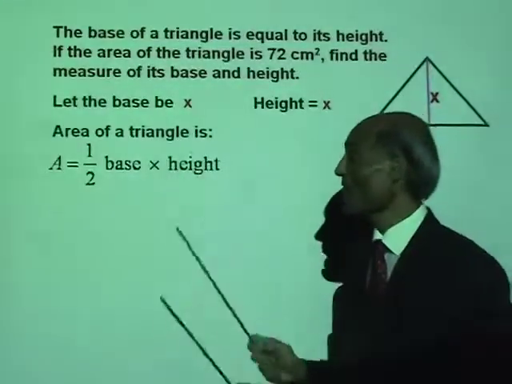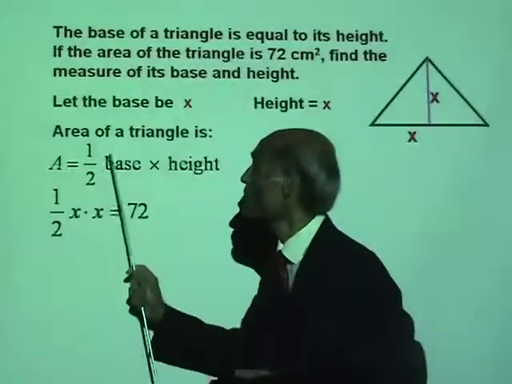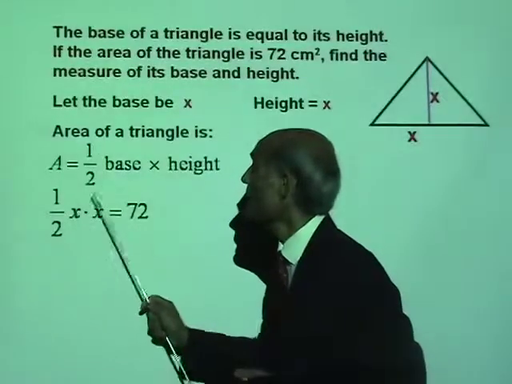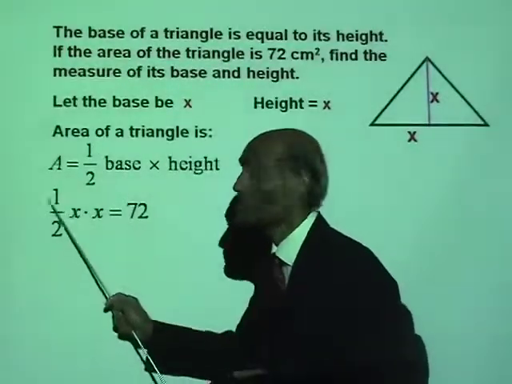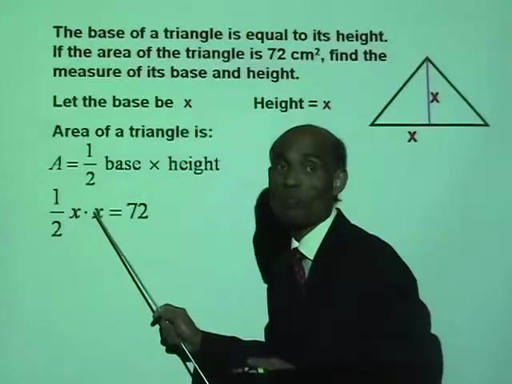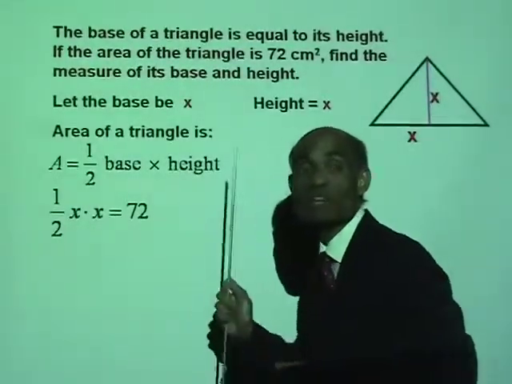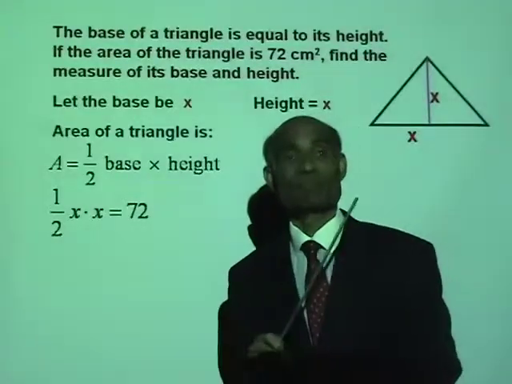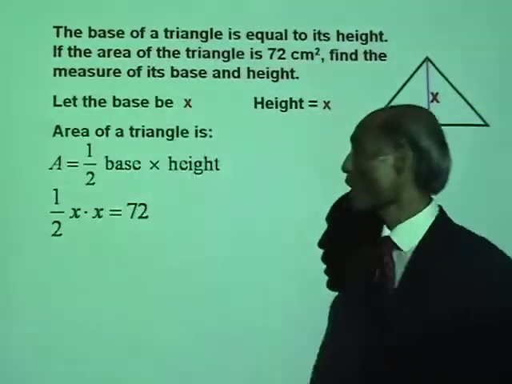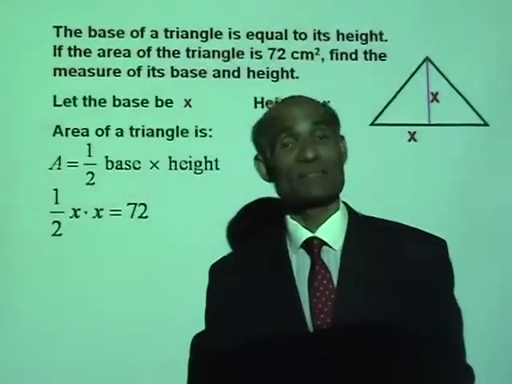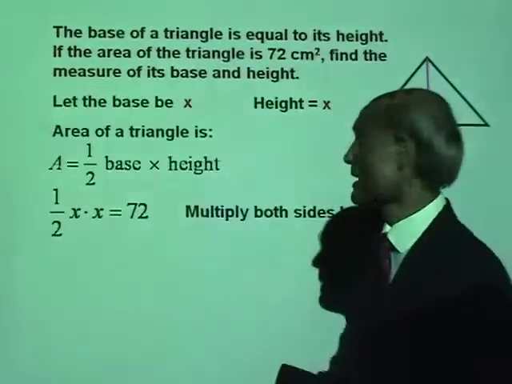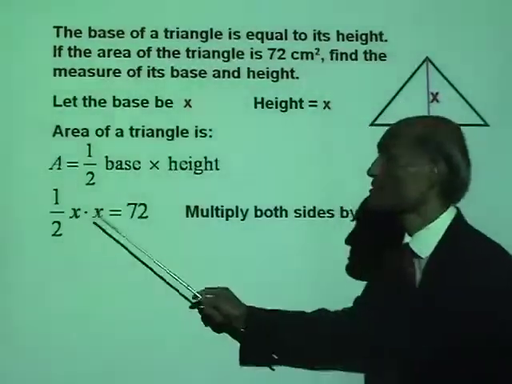That means we now have our equation. Look at this: 1/2 times x multiplied by x. 1/2 base multiplied by height is the area, and that area is given to be 72. Can you solve for x from here?